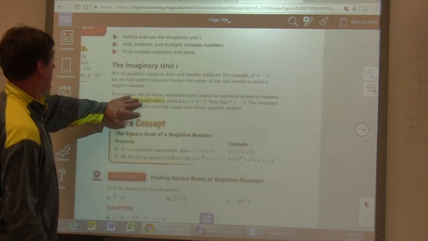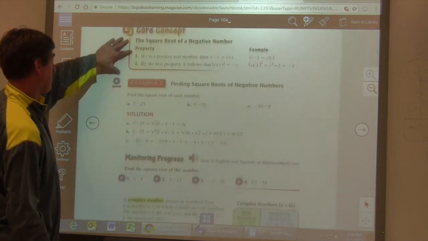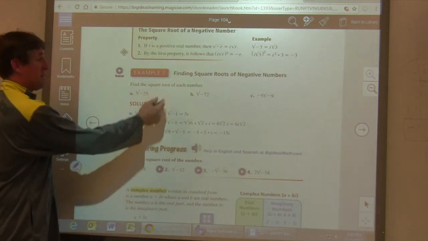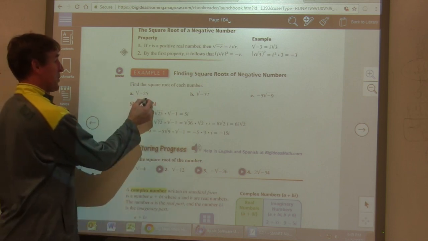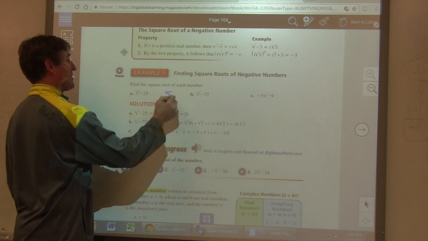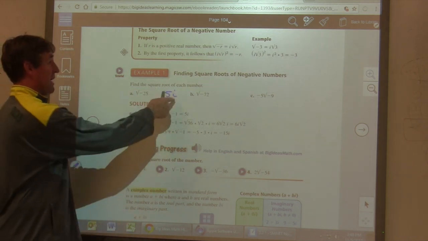So if we look at page 104 and we look at example number 1. So we're just going to simplify these. So this says the square root of negative 25. Well, the square root of 25 is 5. And then again, take care of the negative sign. We just put an i in front or behind. So it would be 5i.